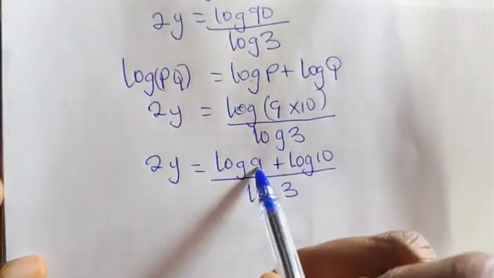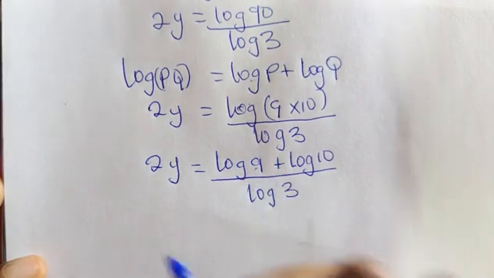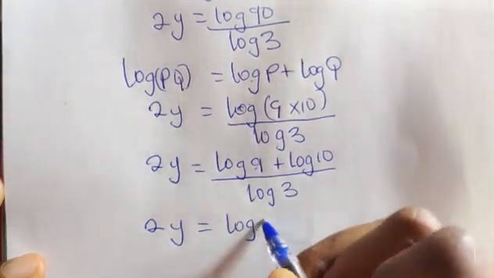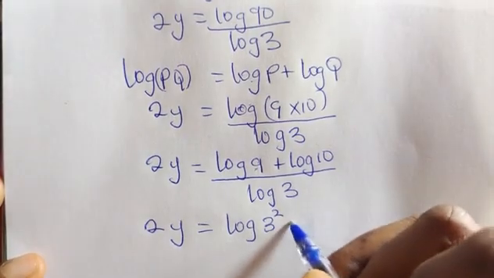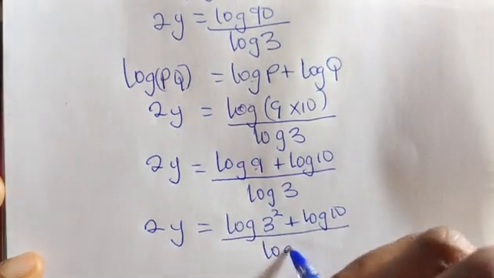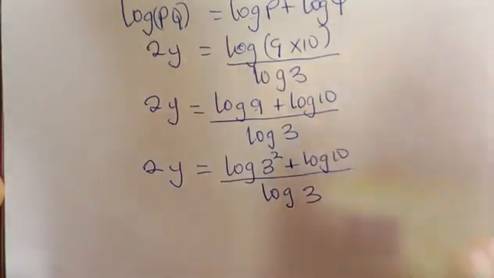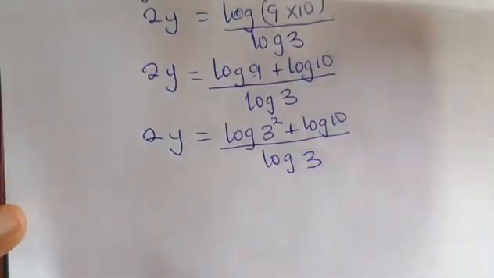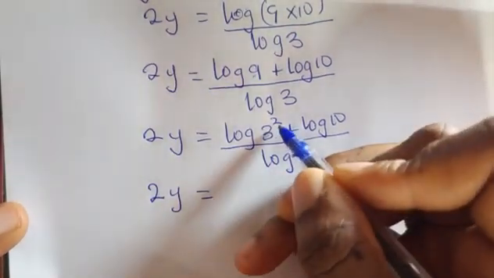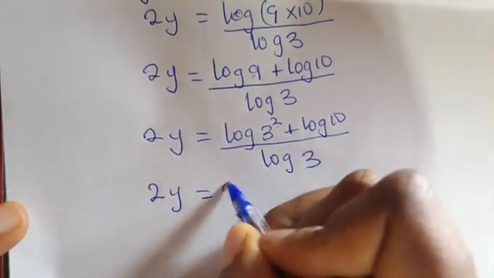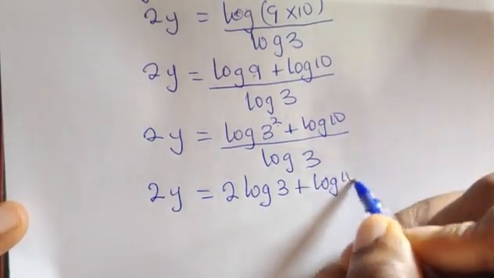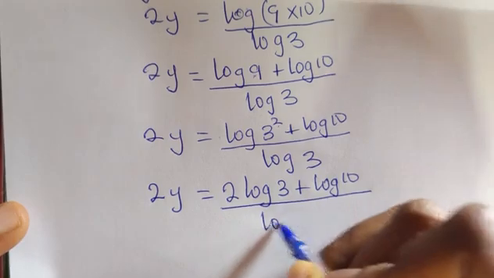This is 9. Let's write it as 3 raised to power 2. This will have 2y equals log of 3 raised to the power of 2 plus log 10 all over log 3. So 2y will be equal to, this 2 here will come to the base. We have 2 log 3 plus log 10 all over log 3.